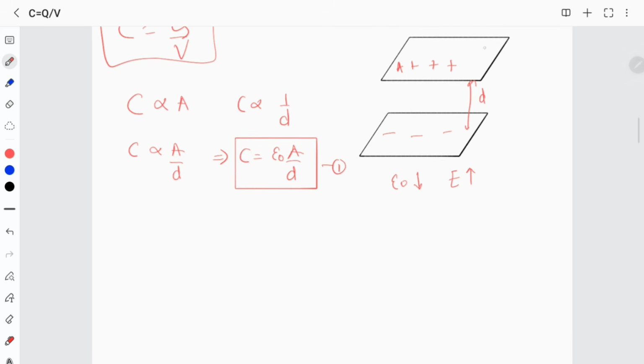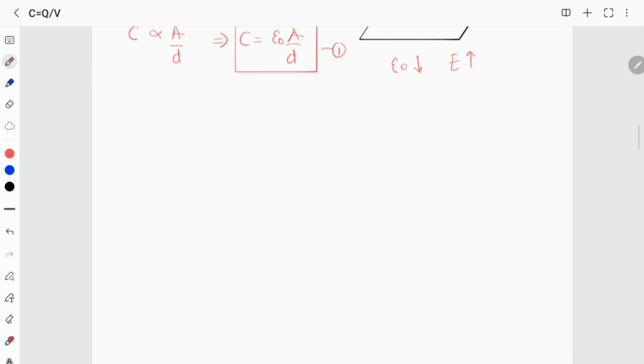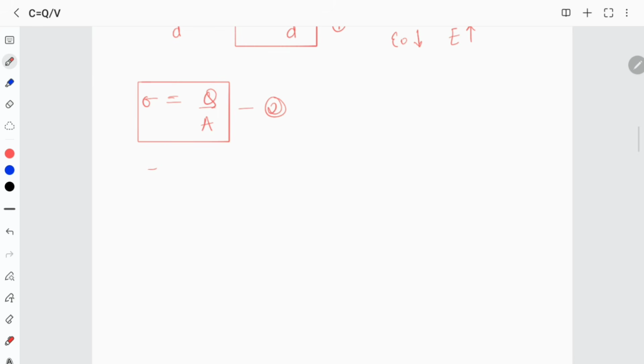I also told you all that I am depositing charge Q on an area A. So charge per unit area, which is denoted by sigma, which is also my charge density, you can say. So my charge per unit area becomes sigma. I will call this as my equation 2. Okay. Now, my electric field depends upon how many charges are stored in unit area and it is directly proportional. So my electric field becomes sigma upon epsilon naught.